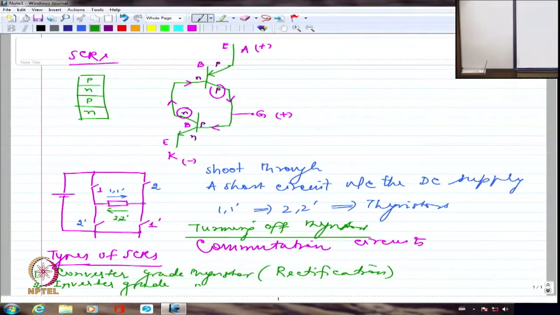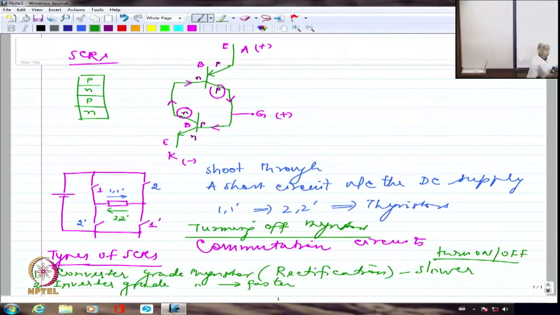If I want to go for higher and higher frequencies, then the normal converter grade thyristors, which are much slower, are not suitable. Turning on and turning off takes a longer time. So inverter grade thyristors can be used in those places. These will be faster normally, whereas converter grade will be generally slower in turn on and turn off. And normally we give a gate current in any of these devices to turn on.